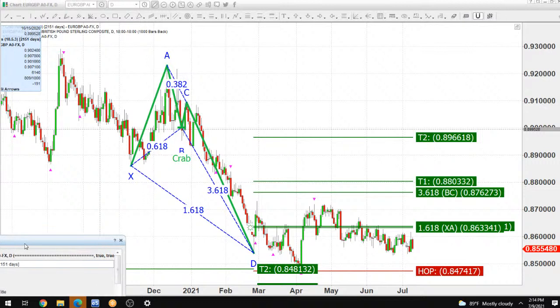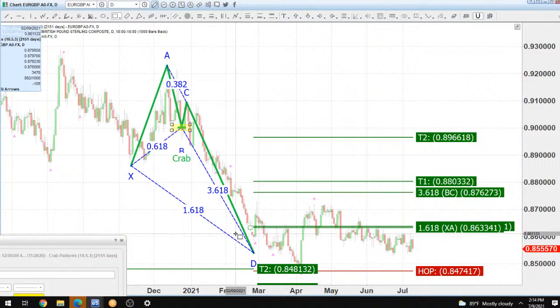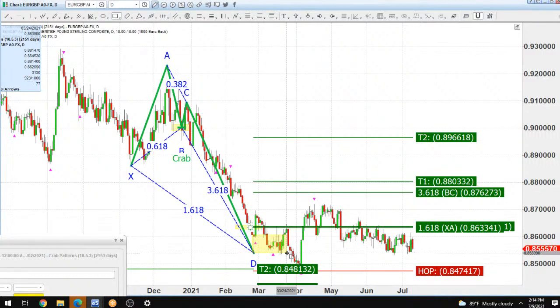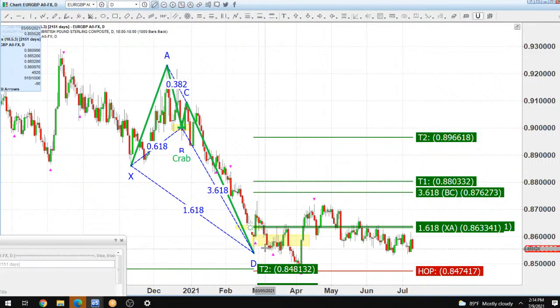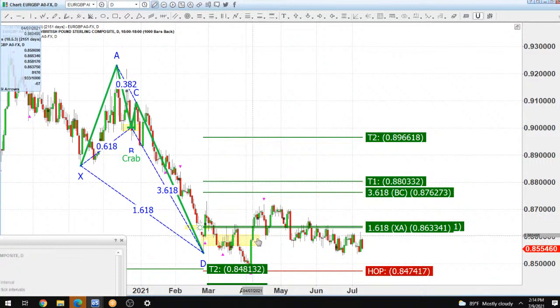By metric, it's a crab. Definition, absolutely, is a crab pattern. It's harmonic because B points at a 618, your XA is at a 1618, all the other metrics are there. But where's the confirmation? More like down in here, not at 8630, but more like 8550 with those arrows. And your hop level, which got hit, was 8475.